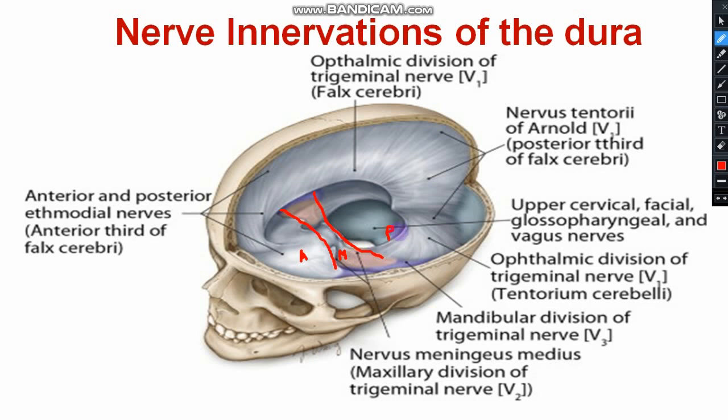whereas the posterior cranial fossa is supplied chiefly by recurrent branches of the first, second, and third cervical spinal nerves, and partly by meningeal branches of the 9th and 10th cranial nerves.